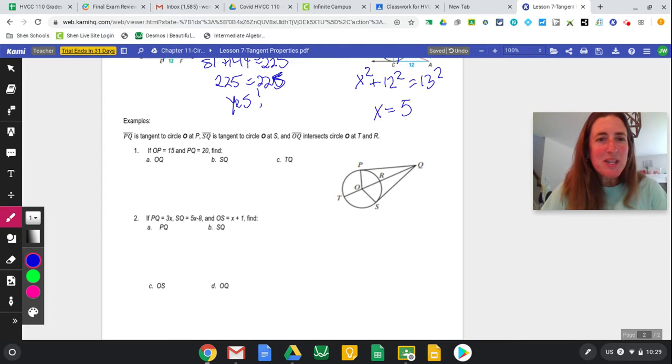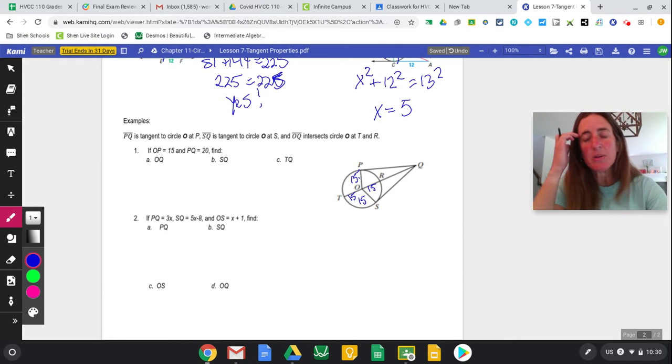Okay, so we have PQ is tangent to circle O at P, and SQ is tangent at S, and OQ intersects the circle at T and R. Wow, that's a lot of stuff. OP is 15. All right, so this piece is 15. Hey, this guy's 15 too. And guess what, folks? So is this, because those are radii of the circle, and so is this. So they all have to be equal. I don't know if that's going to help me, but it's fun to fill that in.